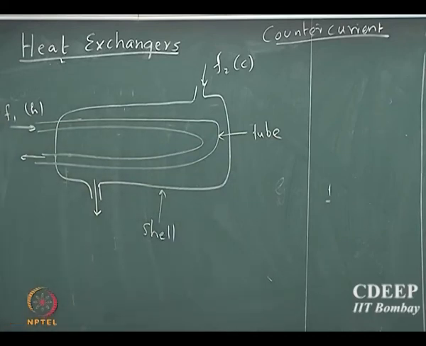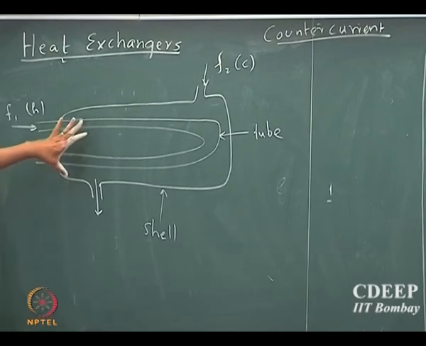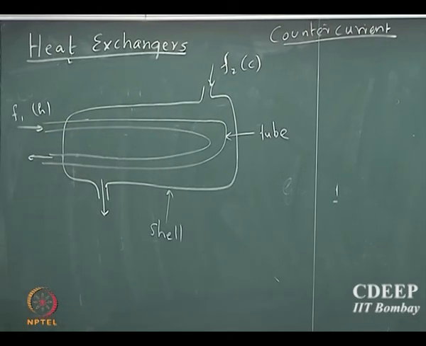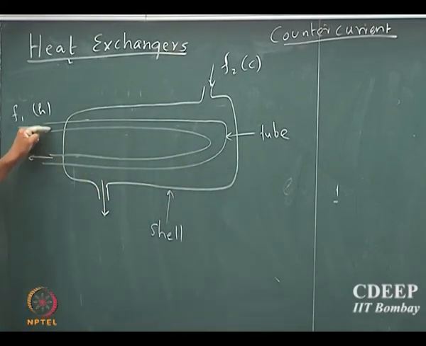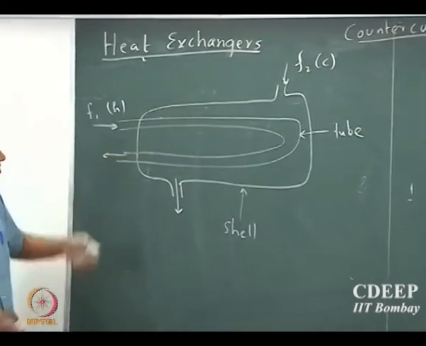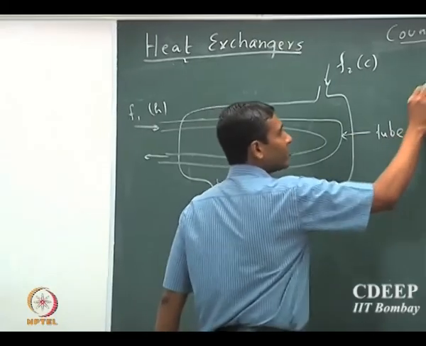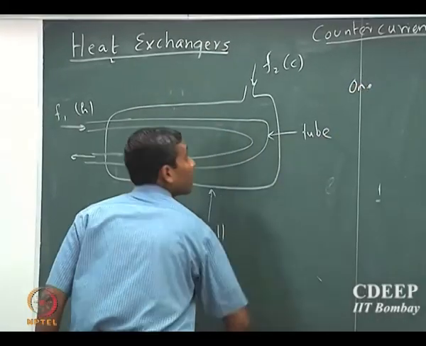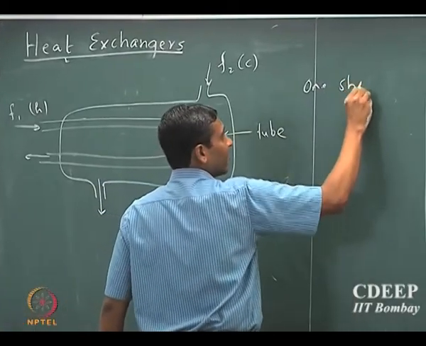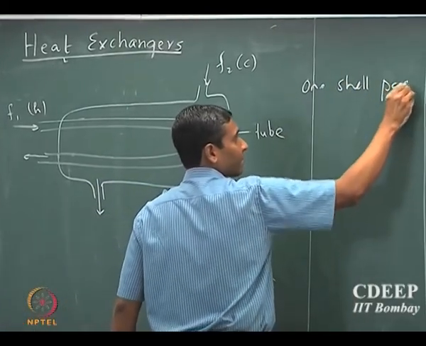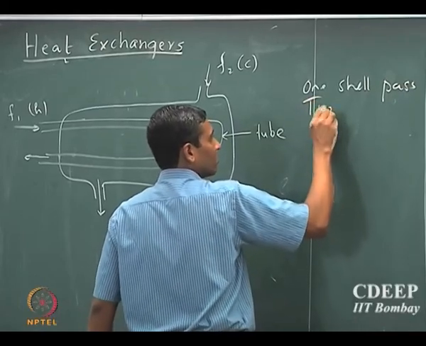Okay. So there are several types here. Now if you look at this, specifically this shell and tube design, the fluid which is going through the tube is actually going around and then turning back. And so what you have is what is called one shell pass. This type of heat exchanger, shell and tube, is called one shell pass and two tube passes.